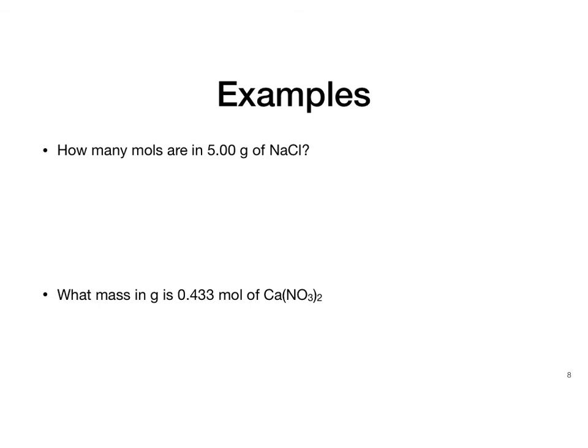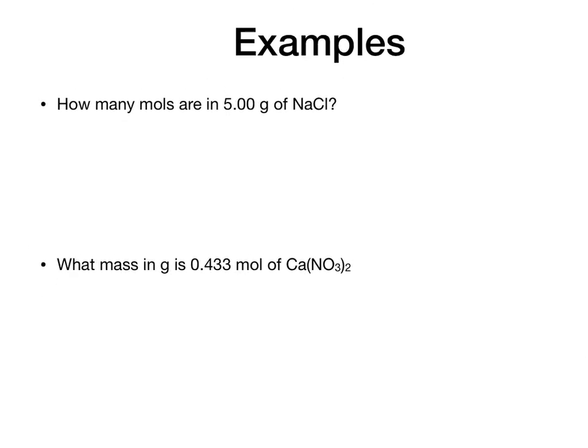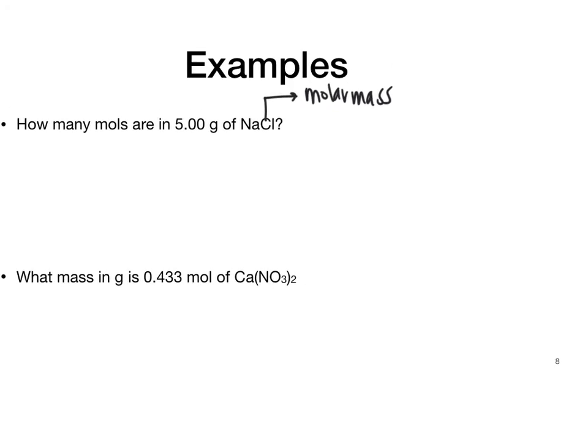The other thing we can do is to start to think about how many moles are in 5 grams of sodium chloride or any other component. And so in order to do this, we're going to do more unit conversions. So if we know the molar mass of sodium chloride, we can use that to convert from grams to moles. And we're going to do that a lot in Gen Chem 1.